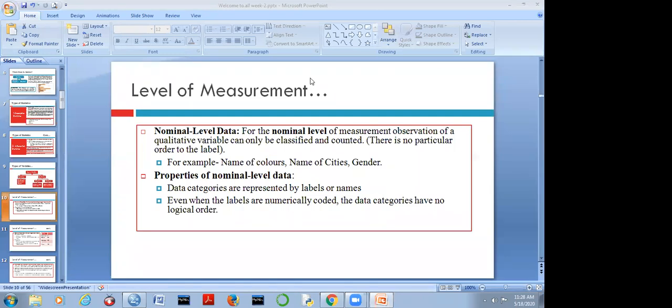So the first level of measurement is nominal level data. And what is nominal? It represents qualitative variables, just remember this, and without any order. What is a nominal variable? Nominal level data represent qualitative variables without any order. Examples are name of colors, name of girls, name of boys, name of city, gender, educational qualification, or yes and no. Are you feeling hungry?